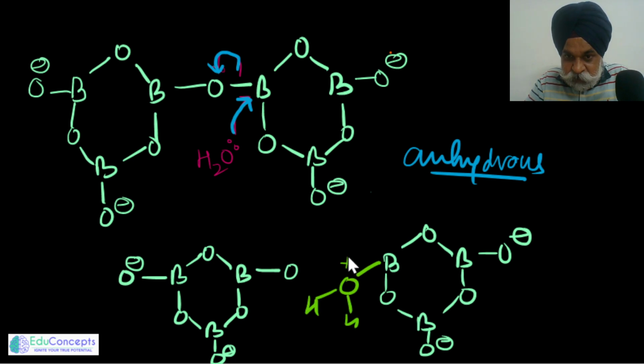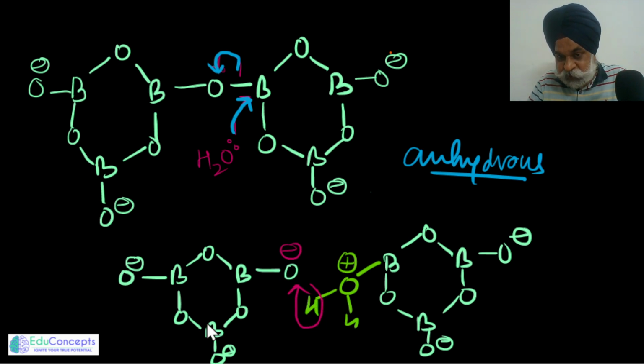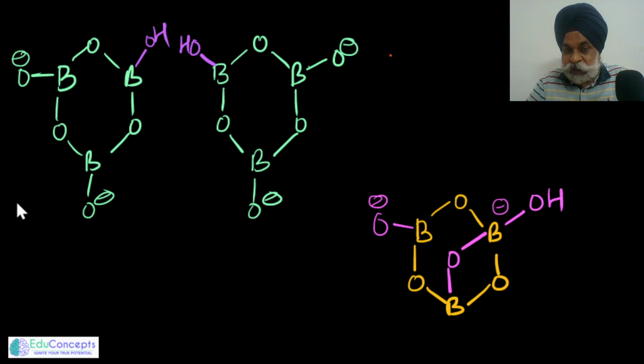So this would get a positive charge. Now the intramolecular proton shift: this H positive goes here because it is carrying a negative charge. As a result, both of these now would get OH groups. Both of these would get OH groups. Is it okay? Now, because the two entities got disjoined, now these got disjoined.